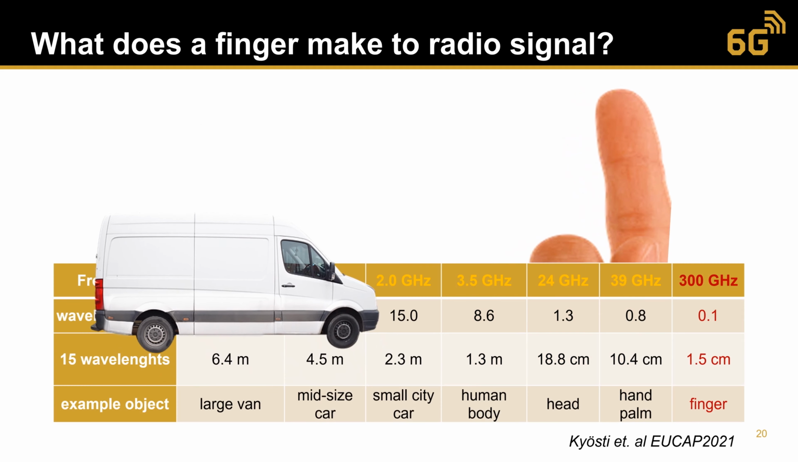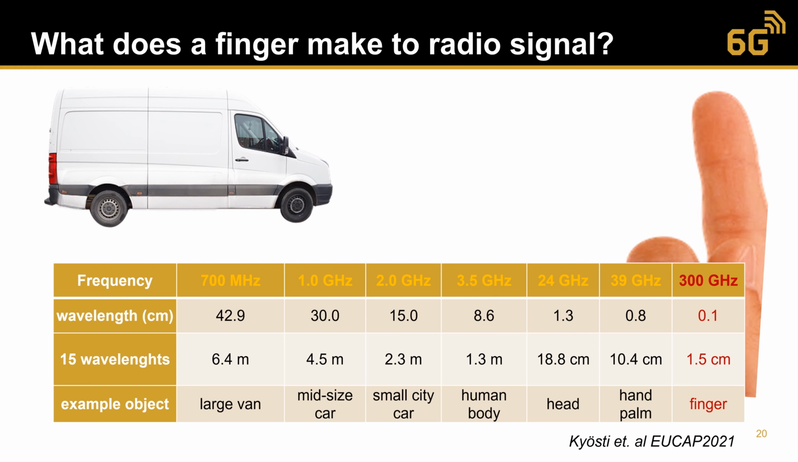The same 15 wavelengths objects at different 5G frequencies are shown in the table, and for example, at below 2 GHz, car-size objects are needed for the same finger effect as at 300 GHz.